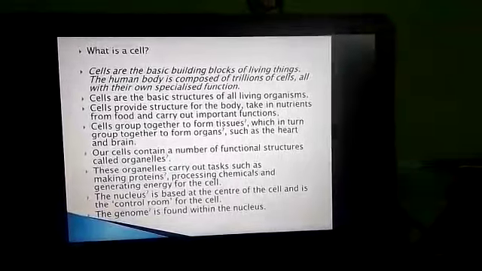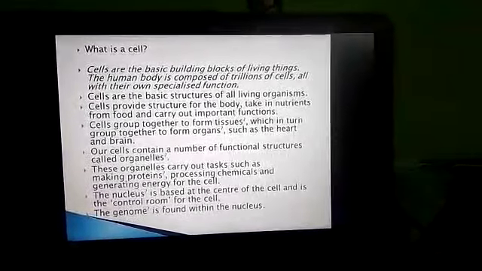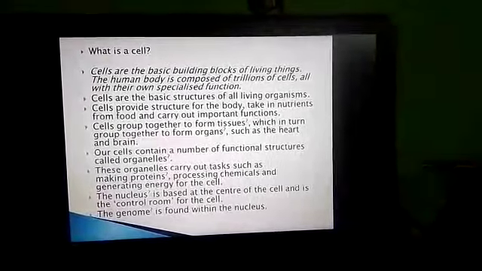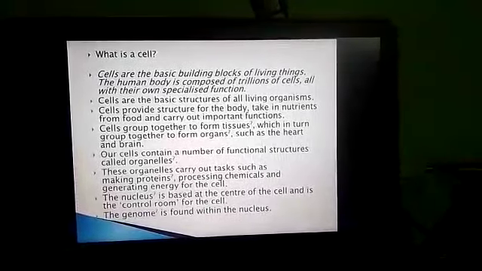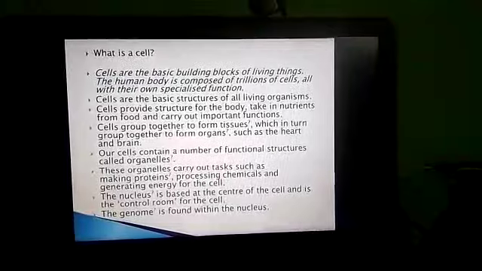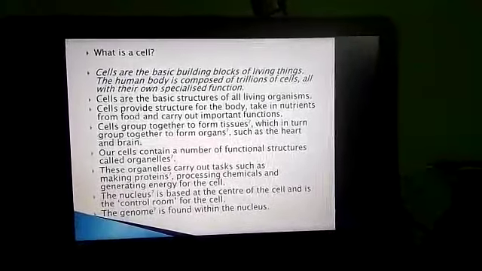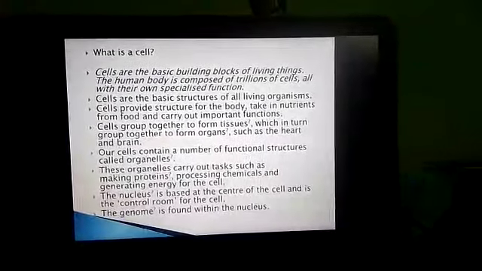In the next class, tomorrow, we are going to study the cell organelles. What are the cell organelles that are present in the cell?